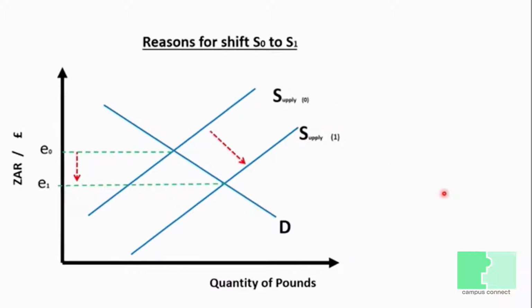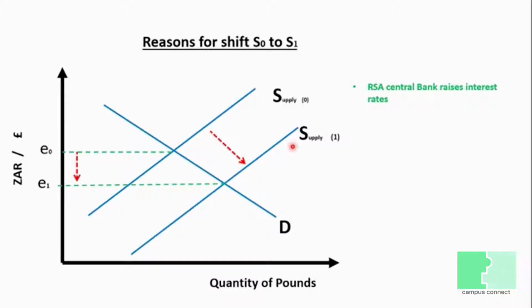Let's look at the aspects that could cause that shift. What are the reasons that could cause S0 to become S1? First example, if the Central Bank of South Africa were to raise its interest rates, we'd find that individuals would much rather invest in the South African economy and pull their funds out of the British economy. So remember, in order to invest in the South African economy, you need to invest using rands.